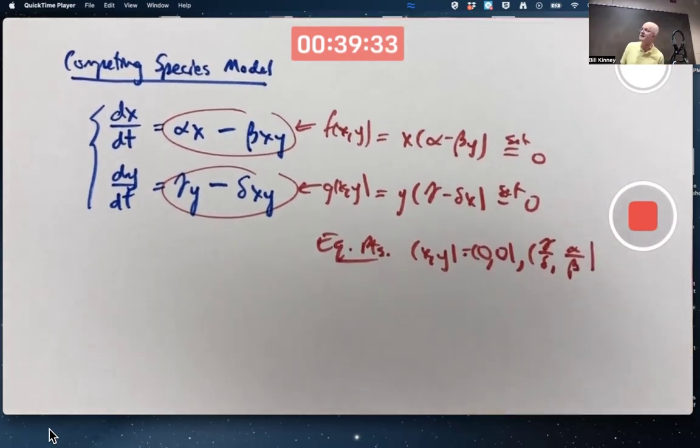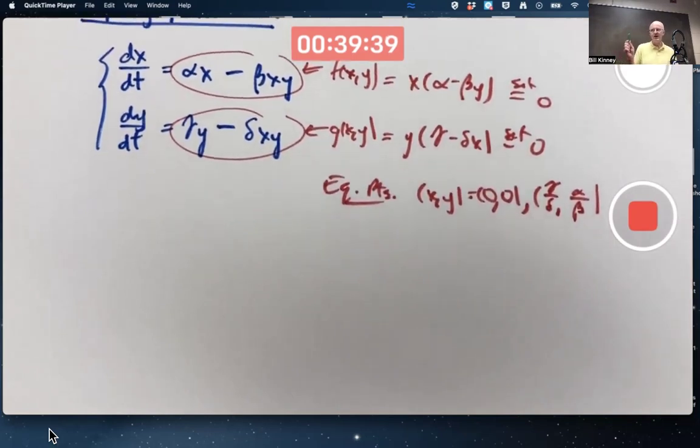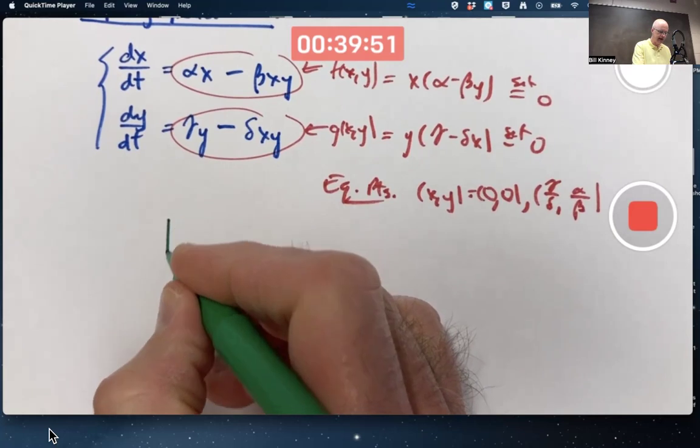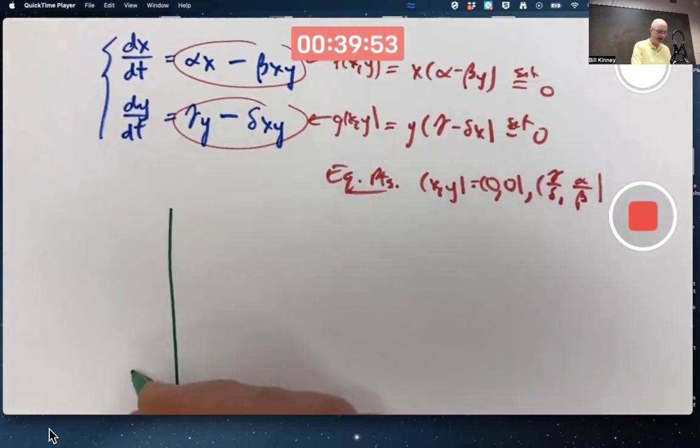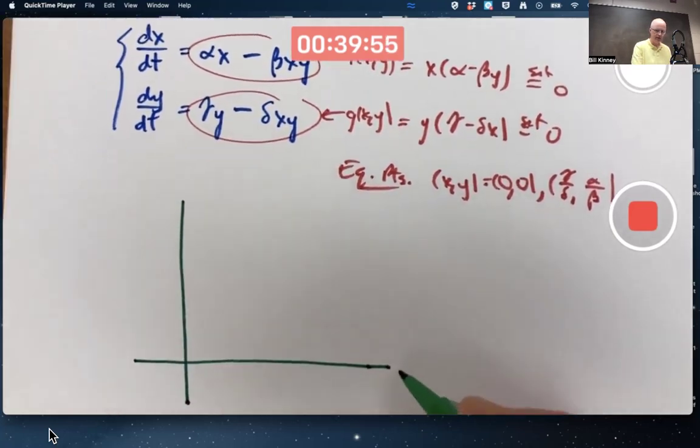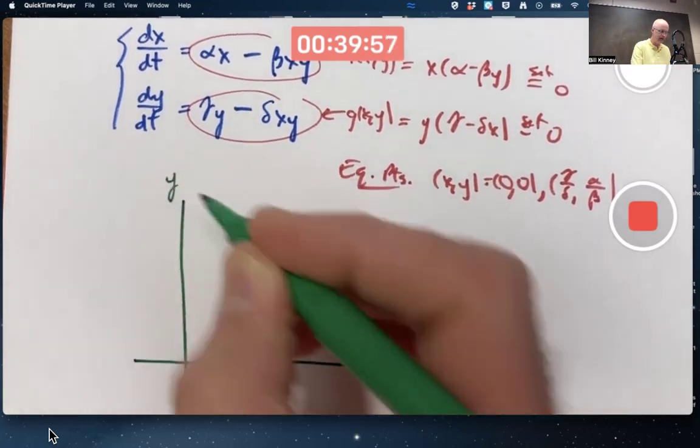In fact, the nullclines are the exact same things as before as well. However, what changes is the directions of the vectors in the vector field. That changes. The nullclines are the same. So here's going to be my phase plane. I'll label the axes with x and y this time, though.